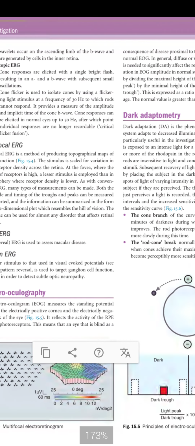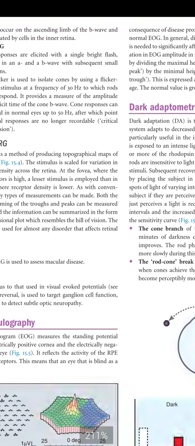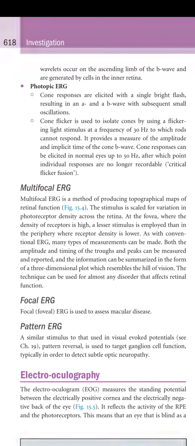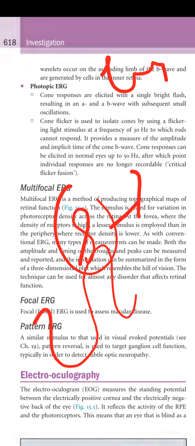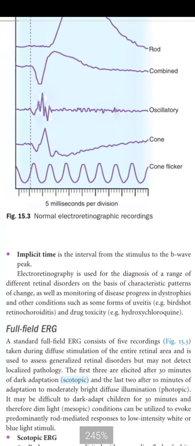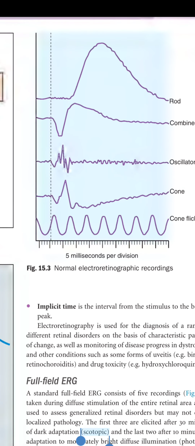Then there is the photopic ERG. Cone responses are elicited with a single bright flash, resulting in an A and B wave with subsequent small oscillations. So after light adaptation, we stimulate the retina with a bright flash, which results in an A wave and a B wave, and then there is a small oscillation. You can see this figure here. There is an A wave and a B wave, and then there is a small oscillation. Then there is the cone flicker.